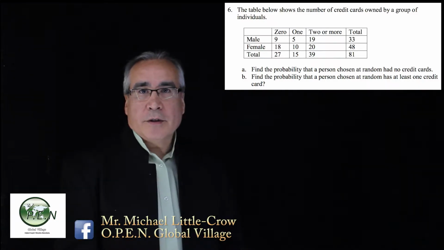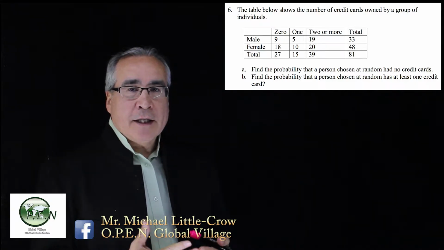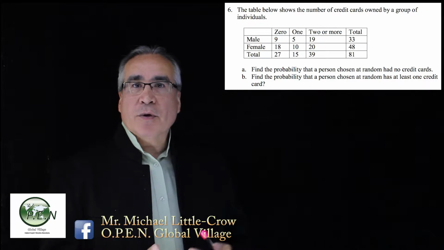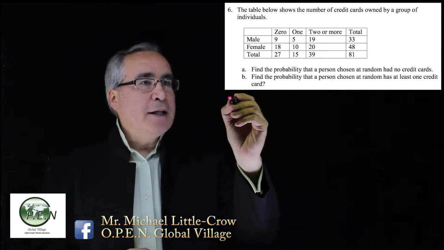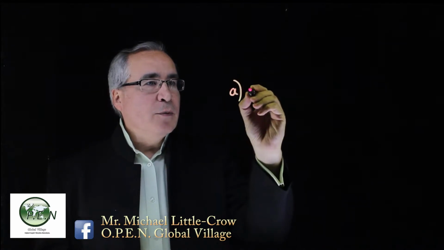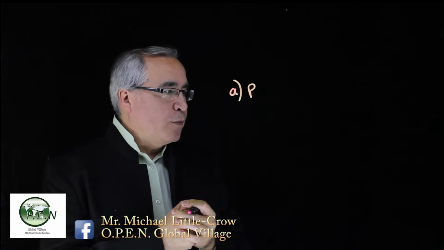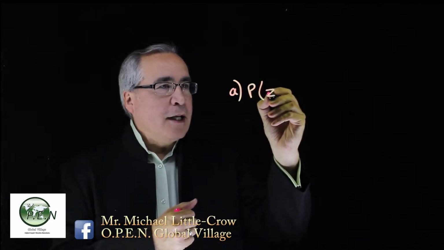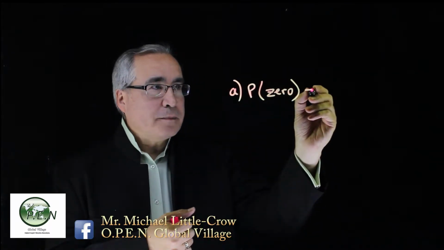Chapter 8, Question 6, a similar problem to Question 5. This time the data deals with a number of credit cards that people have, and again they're broken down by gender, male or female. So the first question we're asked here is, if from this group of people we were to randomly choose someone, what's the probability that they had 0 credit cards, didn't have one?